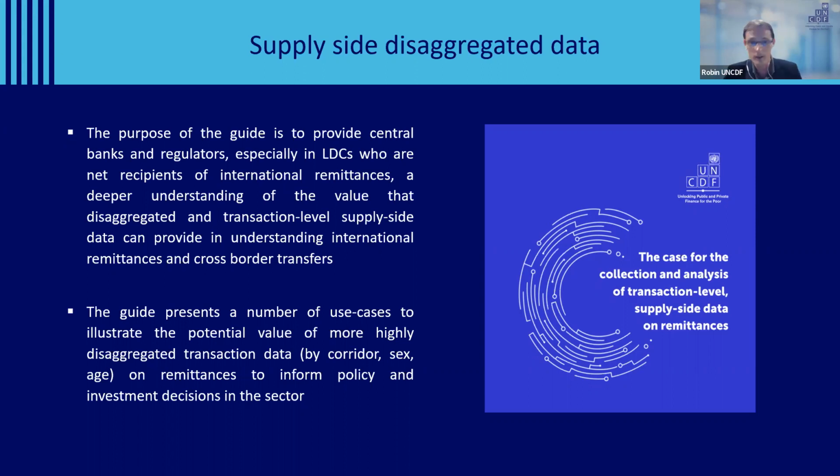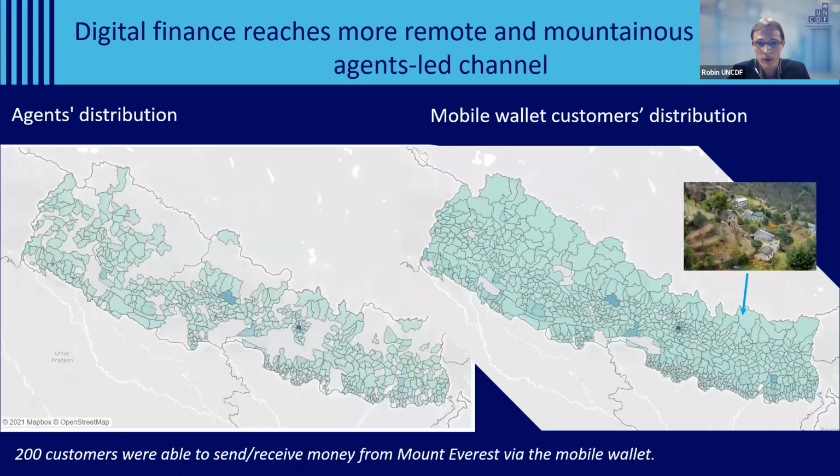UNCDF, in parallel, has also been setting up data collaborations with remittance service providers, including, for example, Terapay, which is also, of course, on this panel today. And so to set the stage for what we'll discuss today, I just want to sort of highlight two examples of what very detailed data can do. Next slide, please.